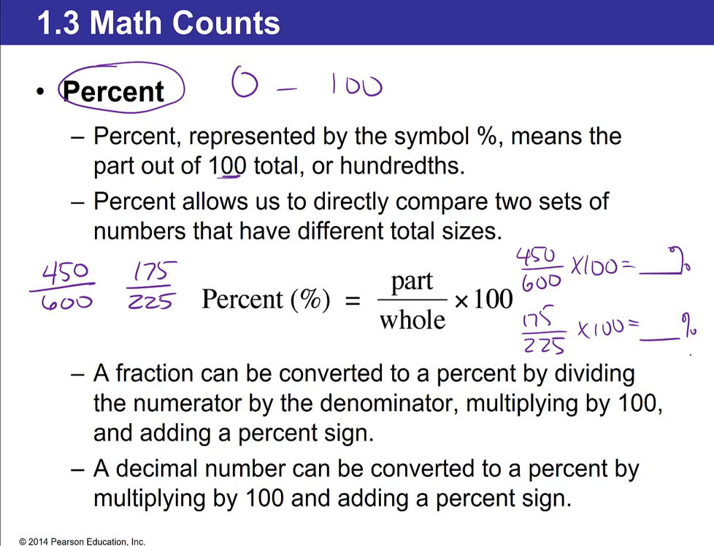So the 450 divided by 600 times 100 comes out as a 75% score. 175 divided by 225 times 100 would tell you that you got a 78. So maybe you would have known or wouldn't have known how you were doing relative to the rest of the class, but this way you can figure out a percent per grade.